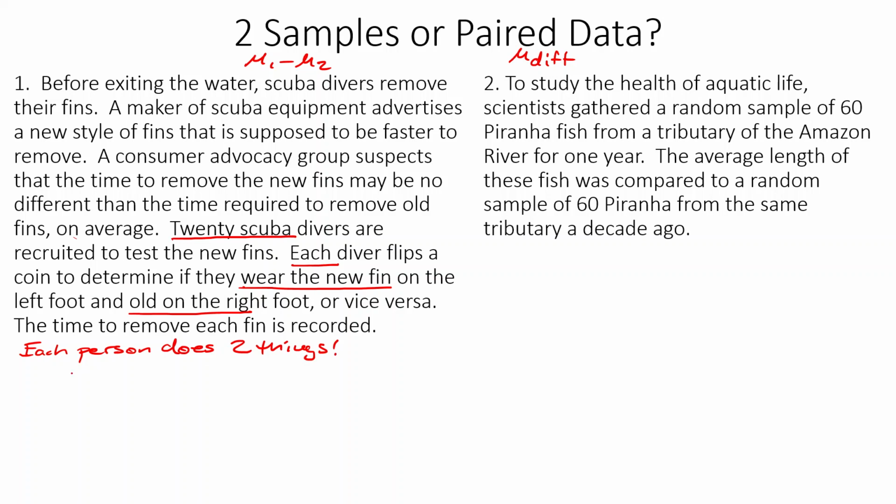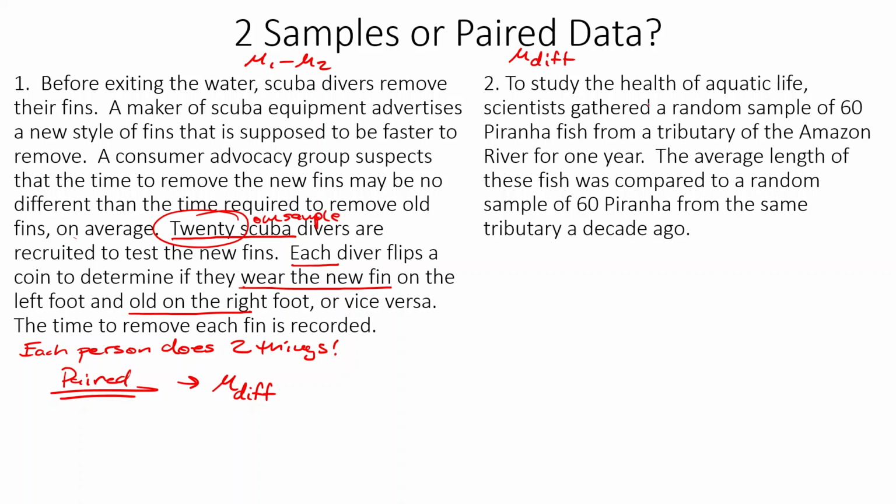All right, so that means it's paired. So that is a matched pair experiment when each person does two things. So that means we are working with mean difference. All right, so we just had this one sample, and they did two things.